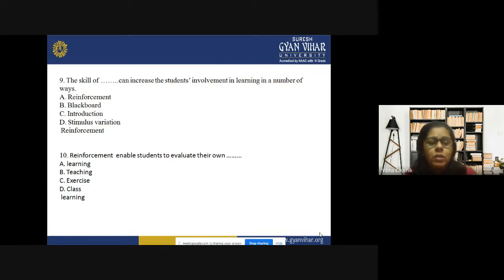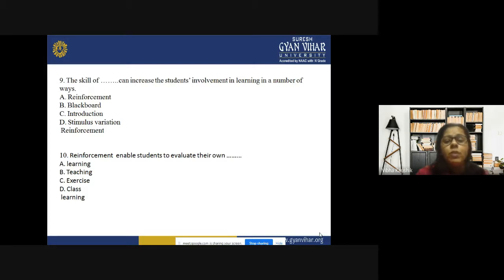Now, you have to select the correct one on the basis of the given choices, and the correct one will be option A, that is reinforcement, the skill of presenting. When you want your students to be involved in the teaching learning process, then you must give the students reinforcement.